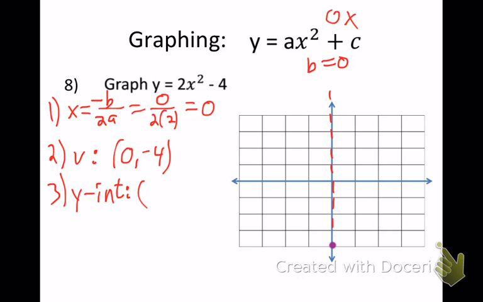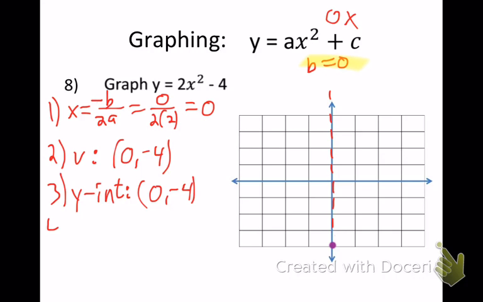What is my y-intercept here? It would be 4. Isn't it the same thing? It's the same thing. What do you notice here? If my b term is 0, my y-intercept is my vertex.